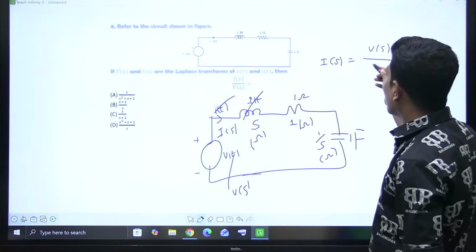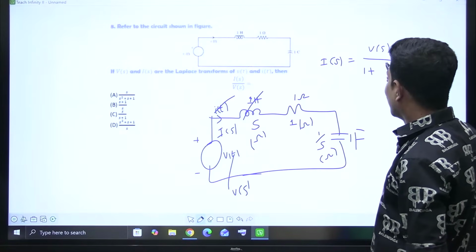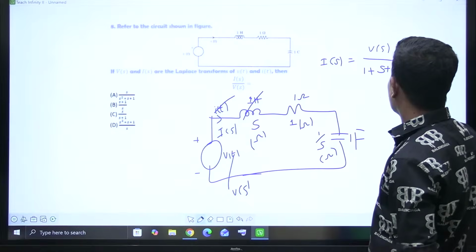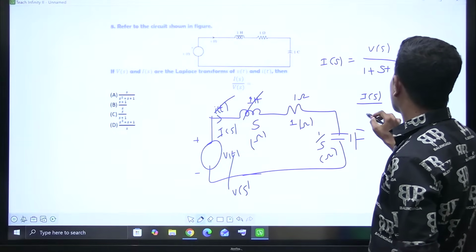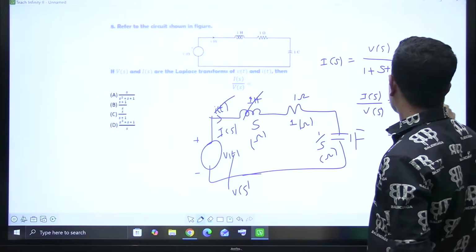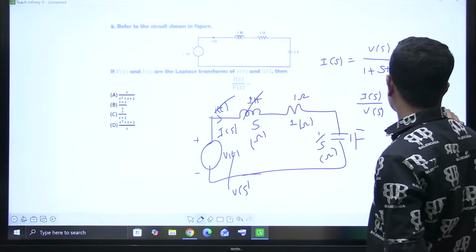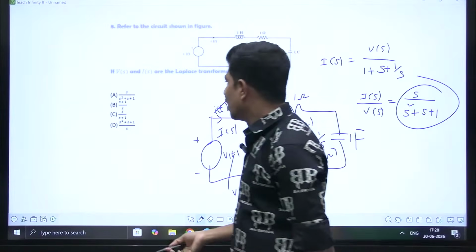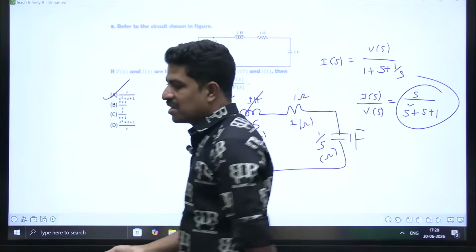V(s) by R, how much? 1. Ls is s, and 1 by Cs is 1 by s. So I(s) by V(s) is equal to s by s square plus s plus 1. That's all, this is pretty simple. The option is A.